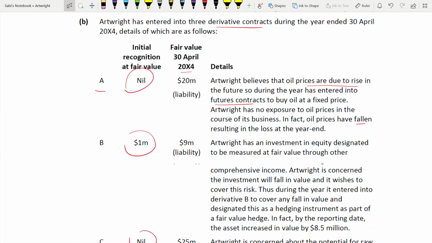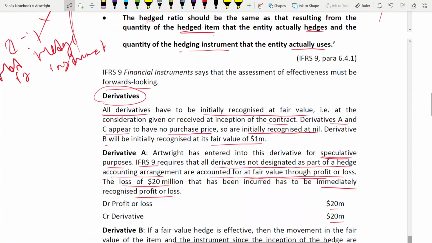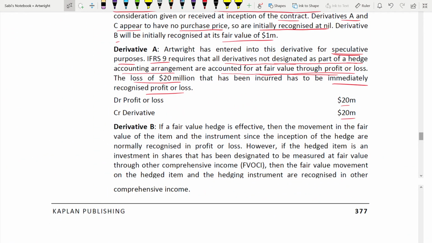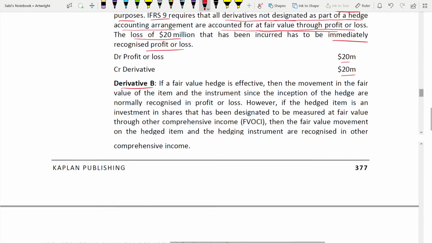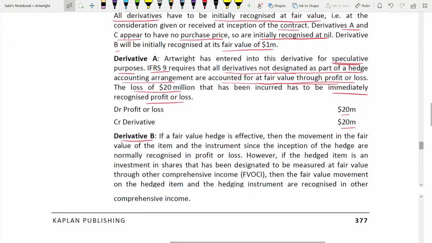Liability 20 million. Where do you credit? You credit in the derivative account, and you debit profit and loss. It's a loss. Come into derivative B. Okay, for derivative B we have more, but we need to read for derivative B.